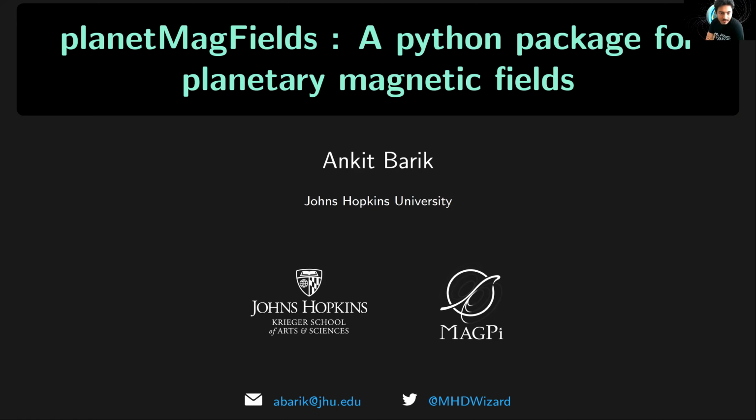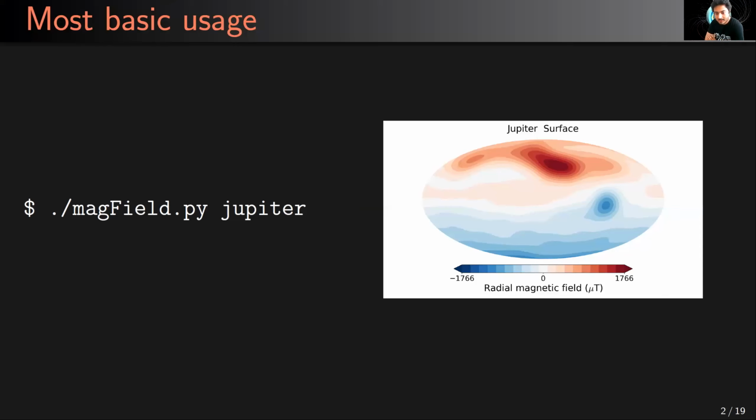Now, at a glance, what this package does is it has a very easy script that you can just run and say, I want to see how the magnetic field of Jupiter looks like, for example. And it will just show you that, but it can do a lot more.